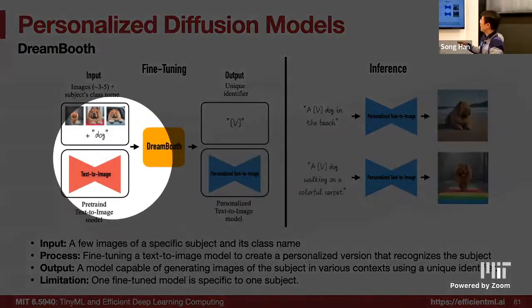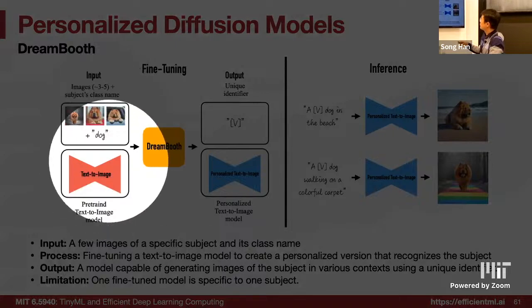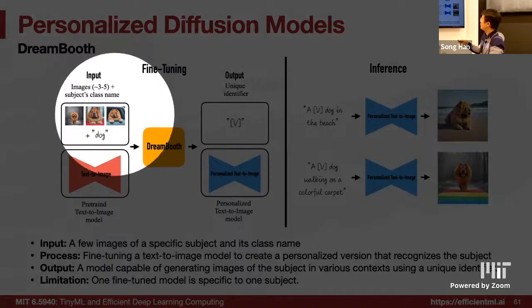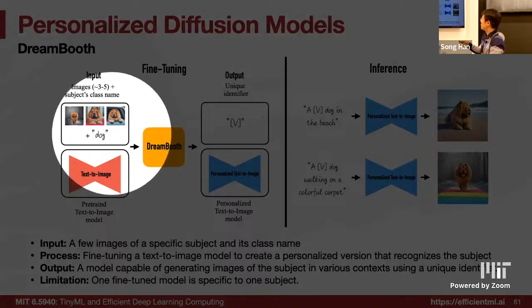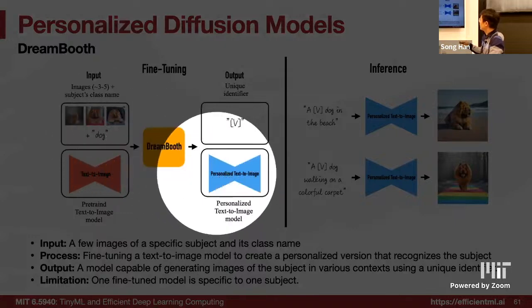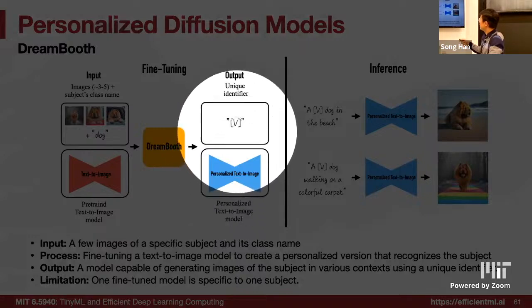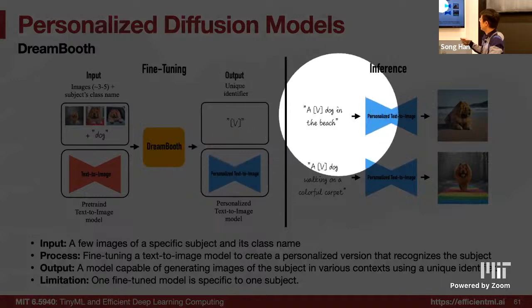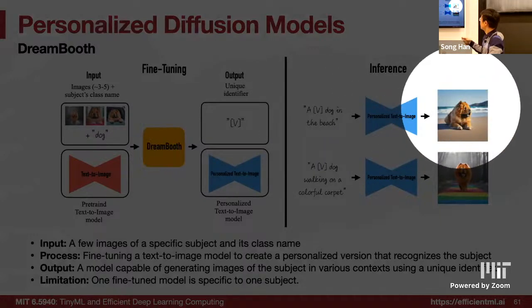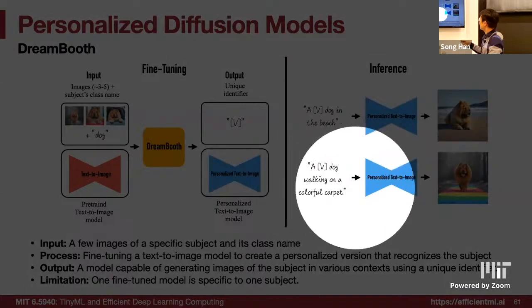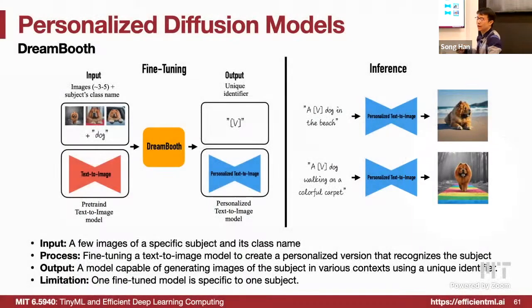So we're given a text-to-image model and a few pictures, like 3 to 5 images of the dog, plus the language word for the dog, and pass them through DreamBooth to fine-tune it and get a new personalized text-to-image model with a unique identifier V. Then we can say "a V dog is on the beach," and it will generate this particular dog on the beach. "A V dog walking on a colorful carpet," and we can generate this personalized V dog on the carpet.